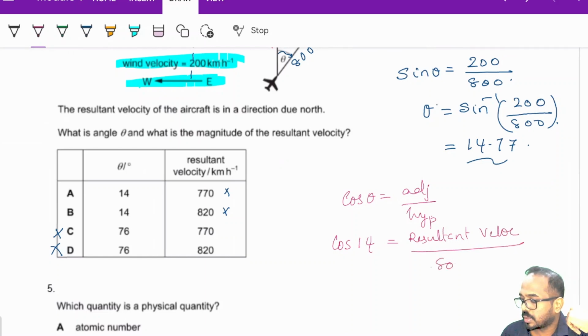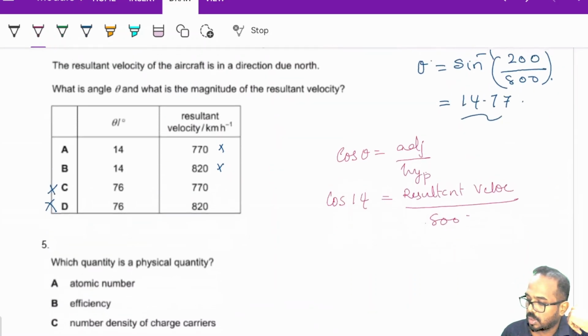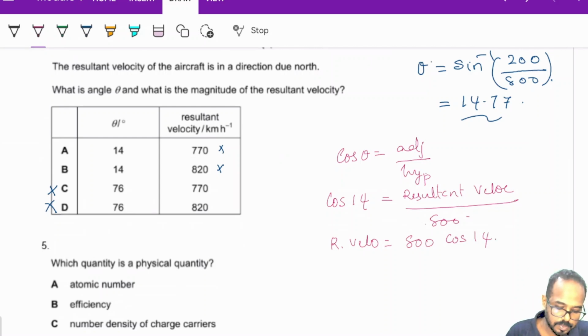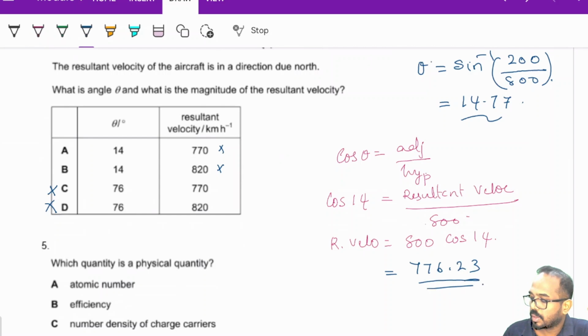Upon 800. So what is the resultant velocity now? Resultant velocity equals 800 cos 14. You put this in your calculator, what will you get? So when you put this in your calculator, you get this value as 776.23 kilometer per hour. Now you check which one is closer. 776 means 770 is closer. Your answer will be A. This is your answer.